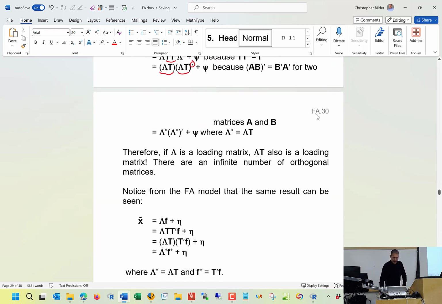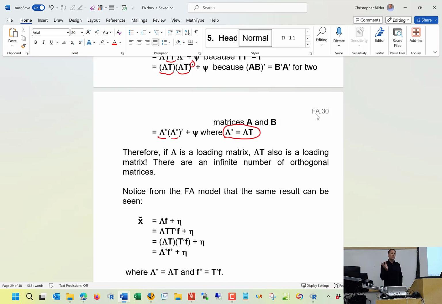And how about we just redefine some stuff? Let's let lambda star now be my lambda T. And so I get back to where I was before, kind of, with my original factor analysis equations. I just have a little star there. Essentially all I've done is preserve the equality, but now I have a new set of factor loadings.